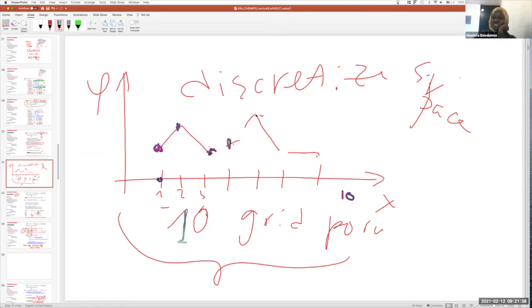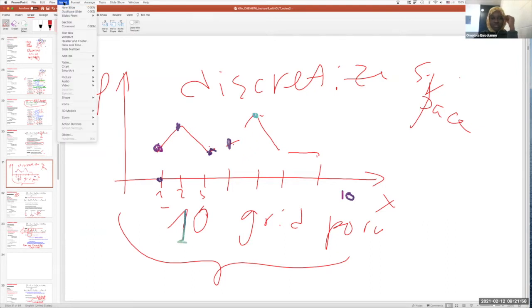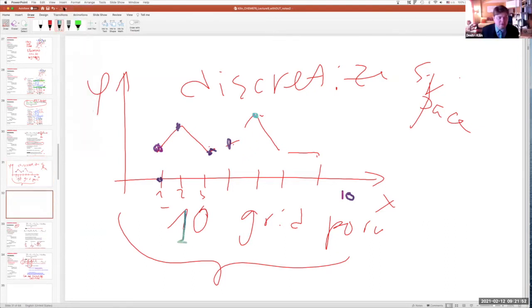Professor Kirin? Yes? Sorry, please can you repeat yourself, like what we're trying to do with these 10 grid points thing? Yes, sure. Thank you.